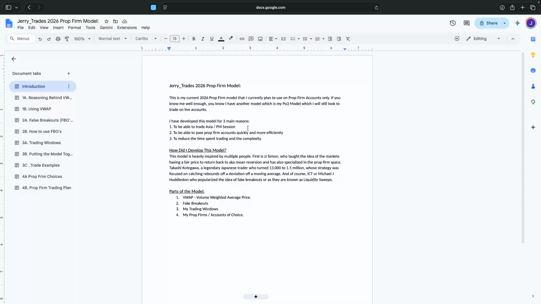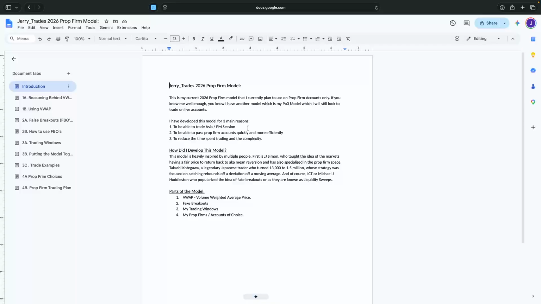So another one is Takashi Kotegawa. I've probably butchered that last name, but he's also known as BNF. He was a legendary Japanese trader who turned 13,000 into 1.5 million, whose strategy was focused on catching rebounds off a deviation from a moving average. He was a legendary trader back in the 2000s.